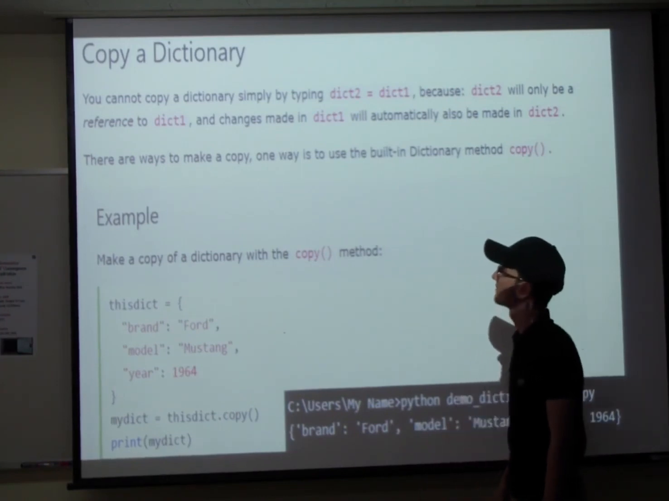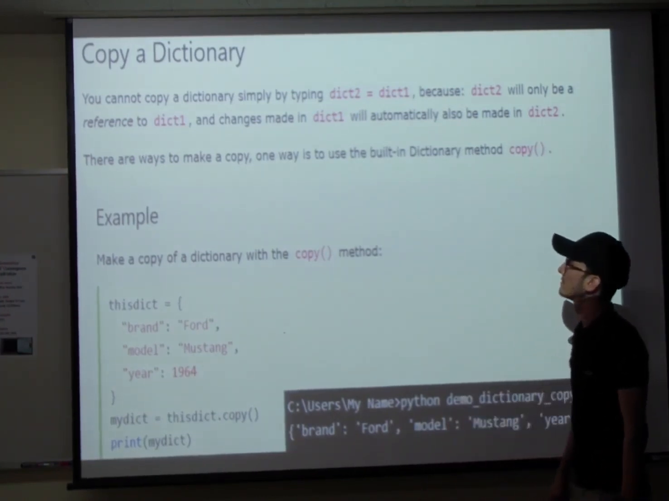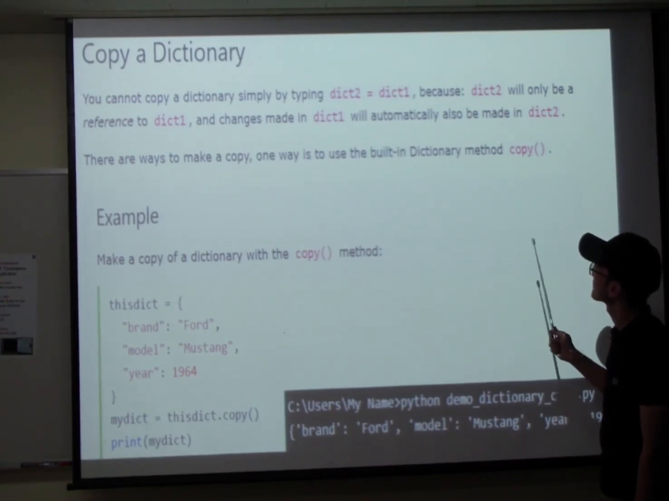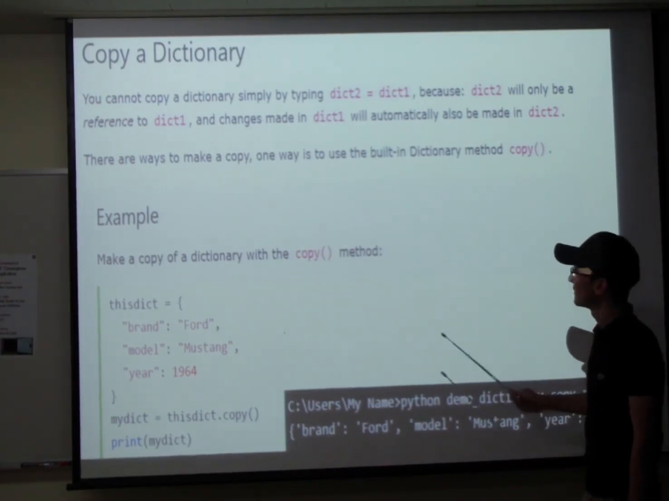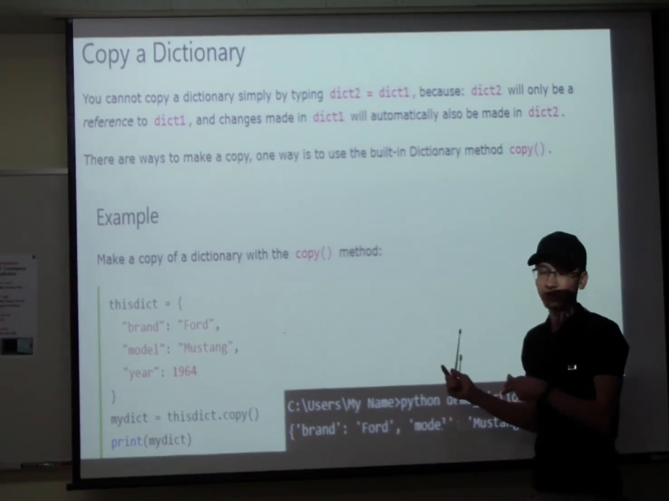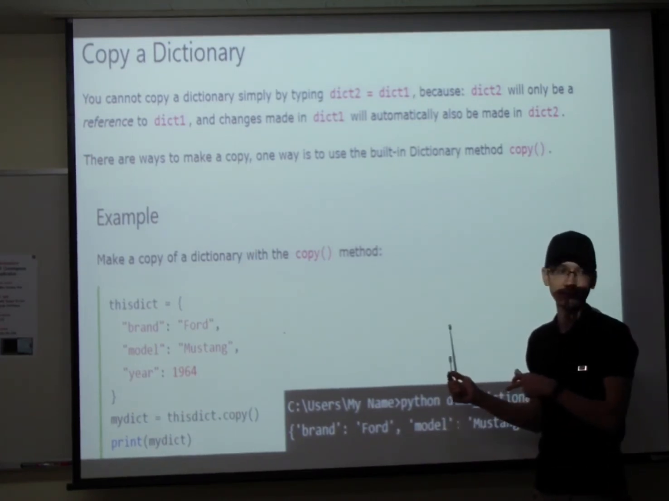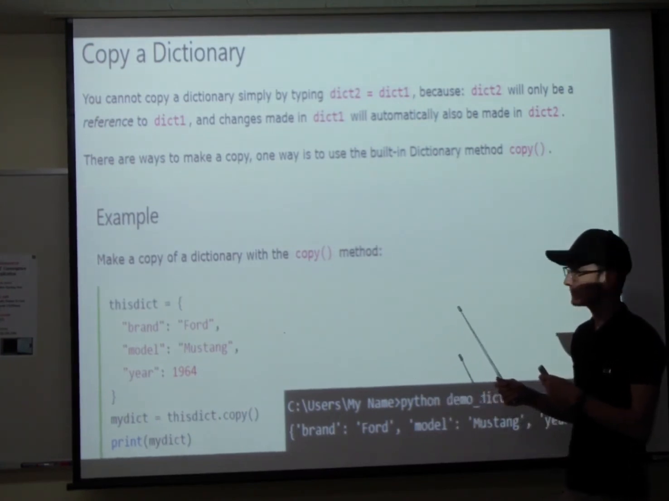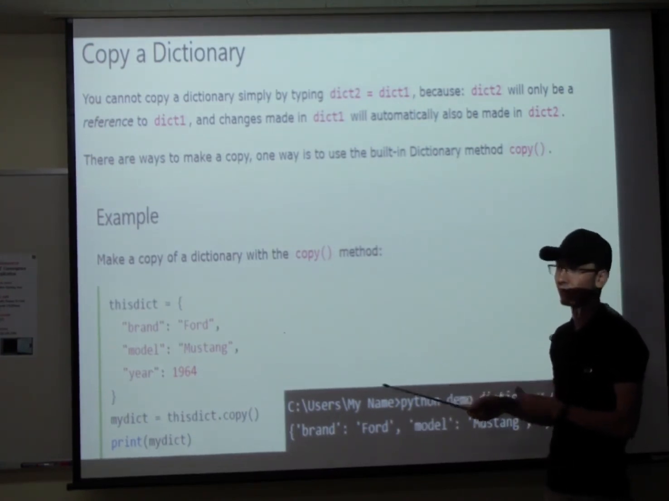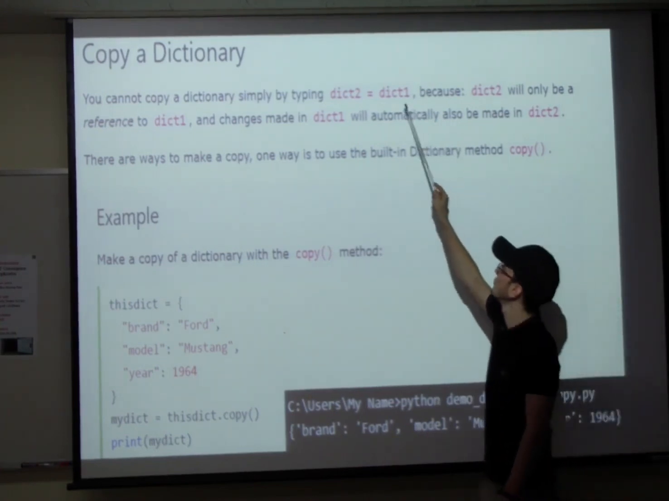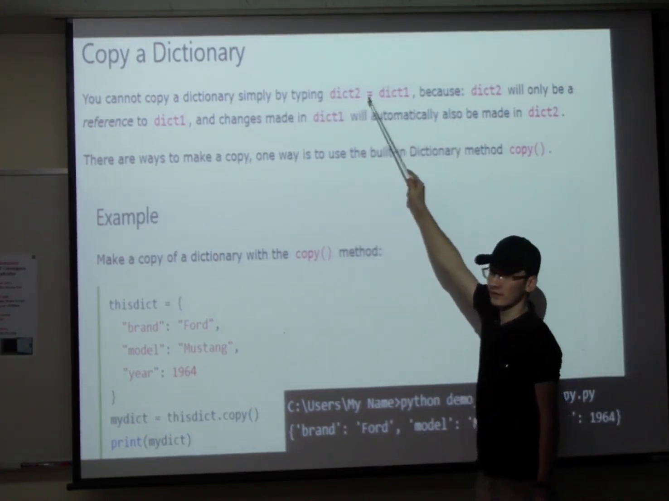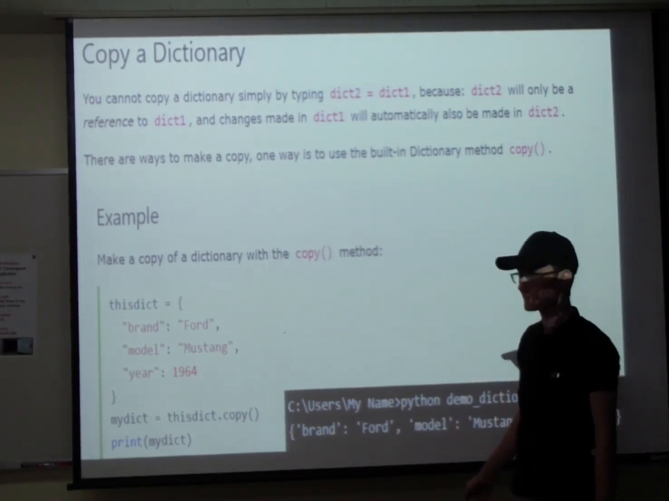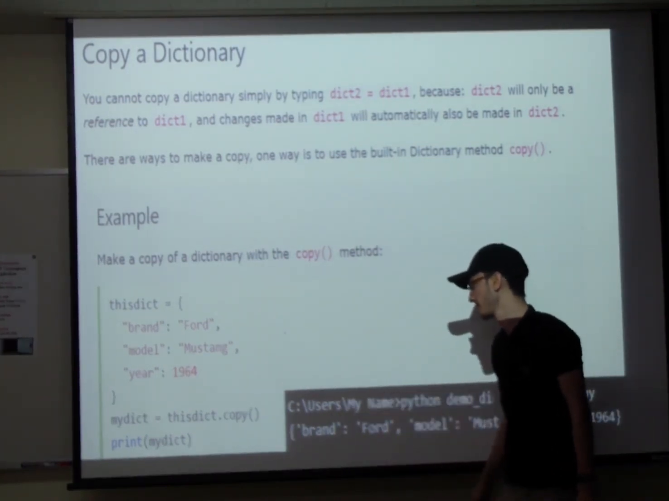Copy a dictionary. You cannot copy a dictionary simply by typing dict2 equals dict1. We had this kind of example with the list, and I explained, as you remember, using copy or doing it in this way. This works the same with the dictionary.